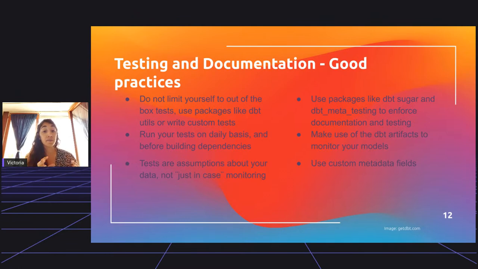Treat tests as assumptions about your data, not just in case, to know if there's another kind of value. It should work. And if it doesn't work, it should be an action. It should be an action point. Use packages like DBT Sugar, DBT Meta Testing to enforce that documentation and also facilitate it. Make use of the DBT artifacts and the metadata fields also to enhance that documentation in a way that works for you.